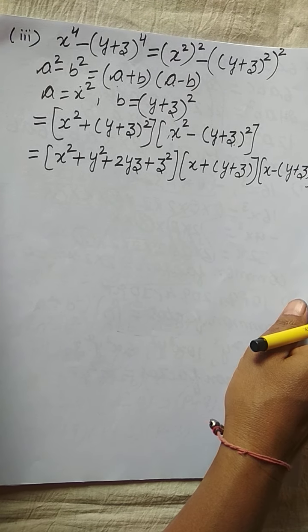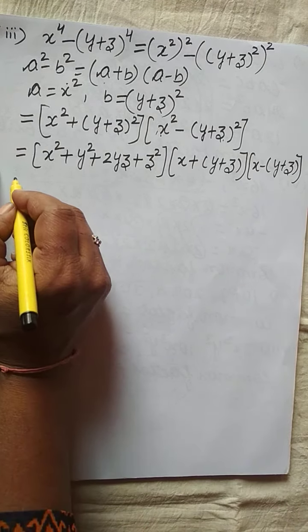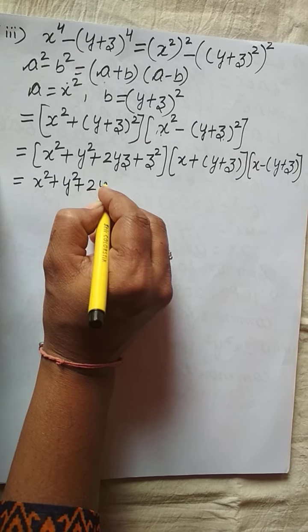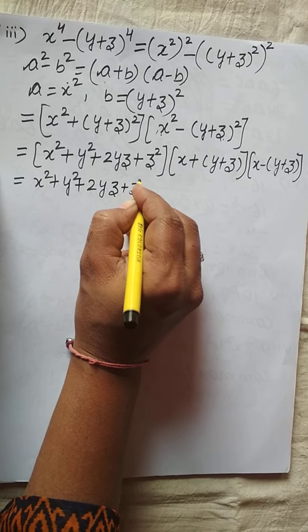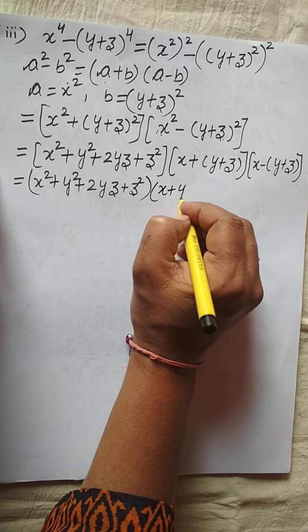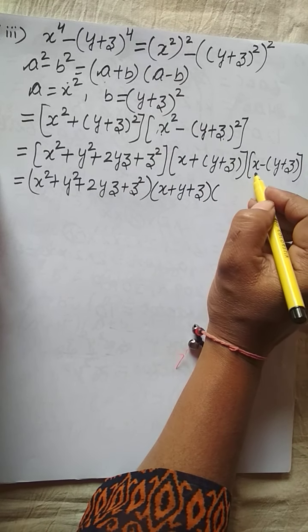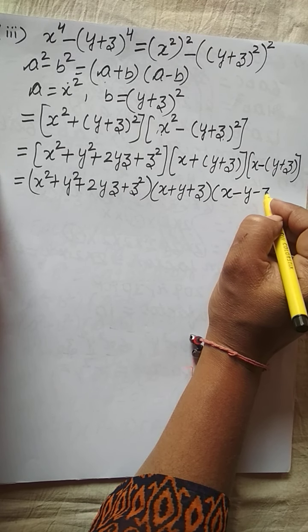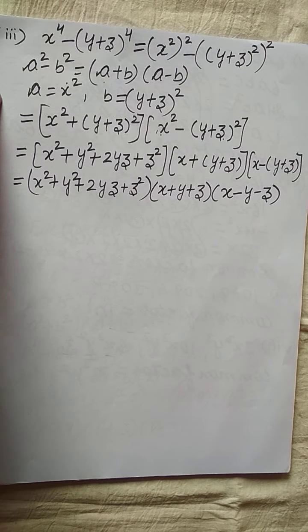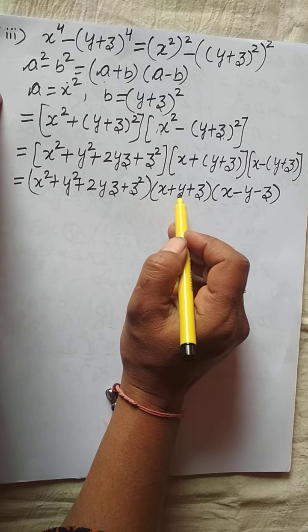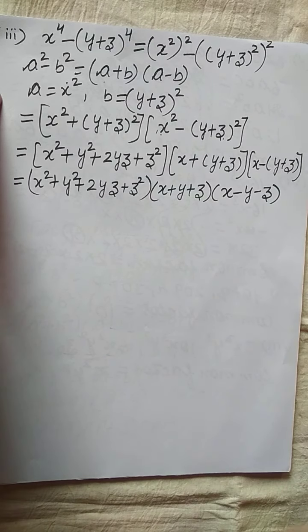Now this is equal to x square plus y square plus 2yz plus z square into, simplify the brackets, x plus y plus z into x minus y minus z. So x square plus y square plus 2yz plus z square into x plus y plus z into x minus y minus z is the required answer.